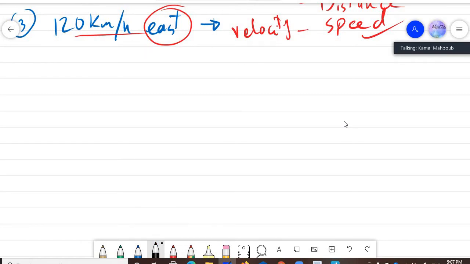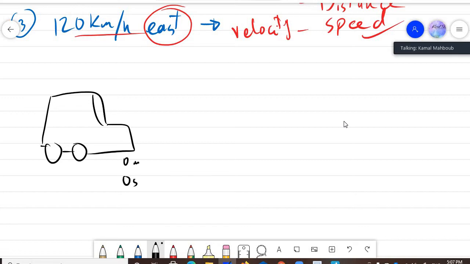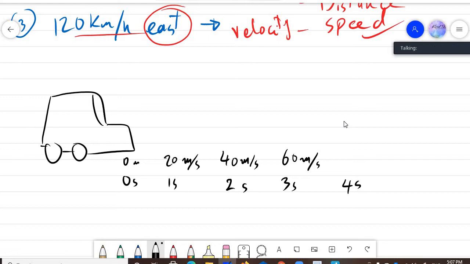Now suppose that, guys, we have two cars. The first car started from zero, from rest. At 0 seconds it was at 0 meters, of course, not starting to move yet. After 1 second, it reaches 20 meters, the speed is 20 meters per second. After 2 seconds, the speed increases and becomes 40 meters per second. After 3 seconds, 60 meters per second. After 4 seconds, it becomes 80 meters per second.